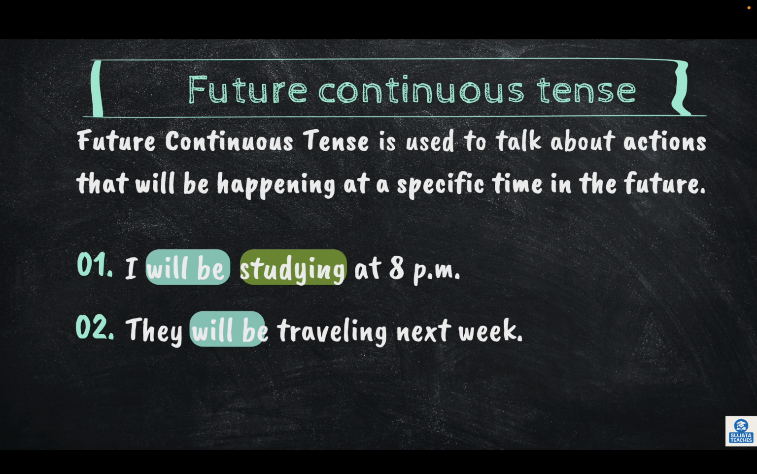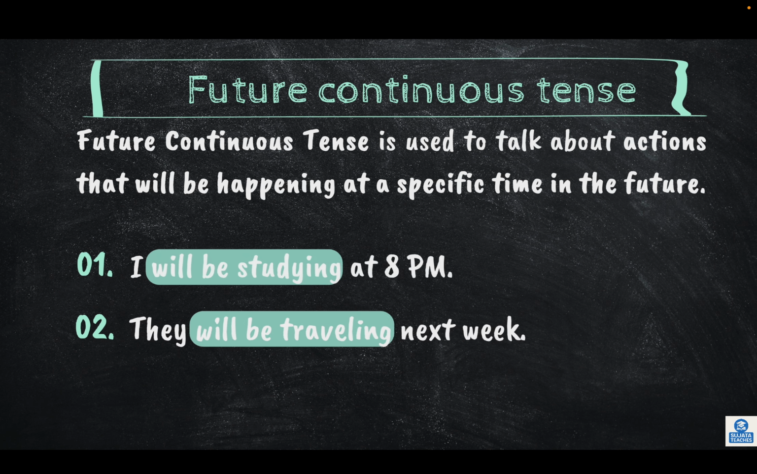Next is they will be traveling next week. So will be and traveling, they both are verbs. So this tells you that it is future continuous tense. So remember, don't just identify the helping verb separately from the main verb. It is all together: will be studying and will be traveling.